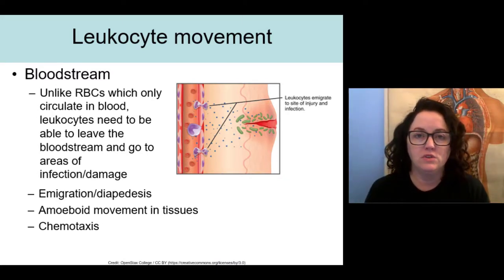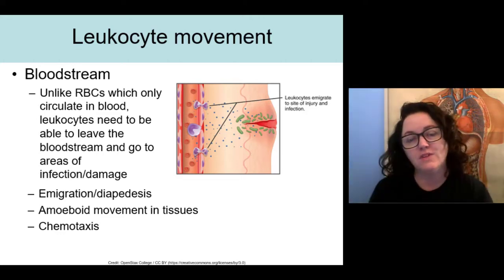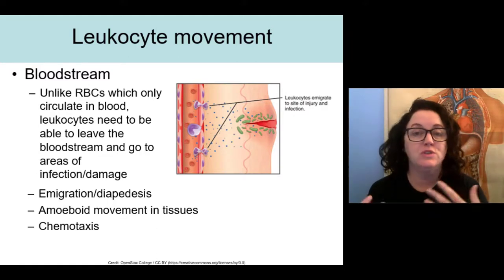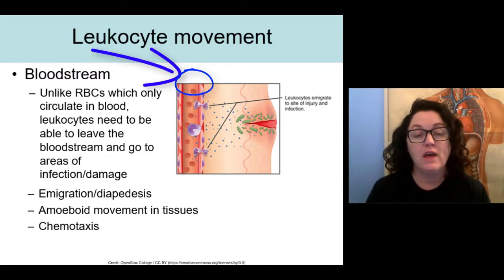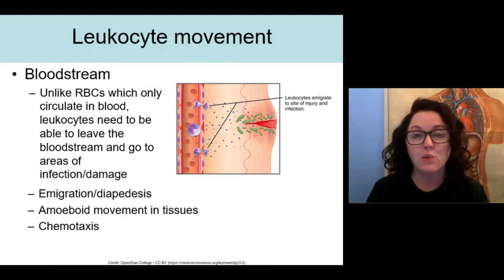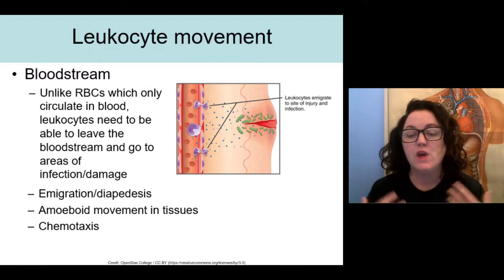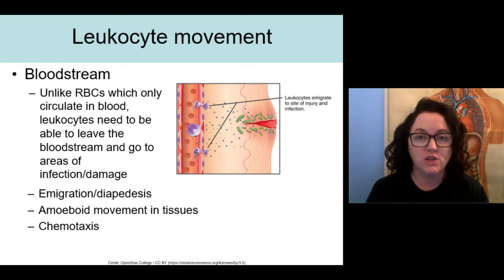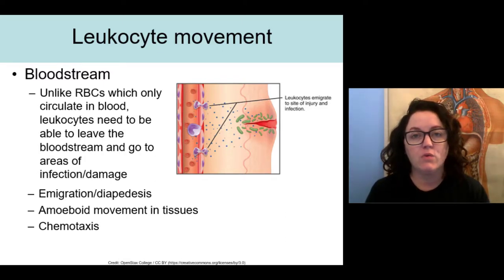How does the leukocyte know which direction to go? Chemotaxis. The white blood cells are able to detect certain chemicals, and those chemicals are what attract the white blood cells to the area. So when we have some sort of infection, cells in the area will release special chemicals that act as chemotaxins to attract the white blood cells to the area.